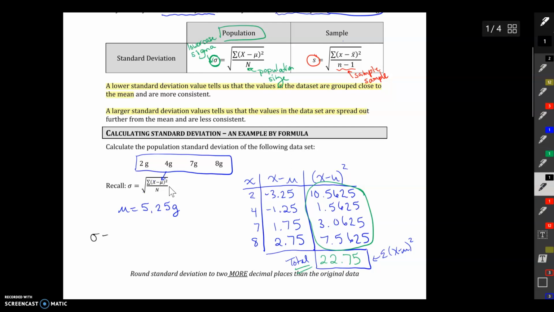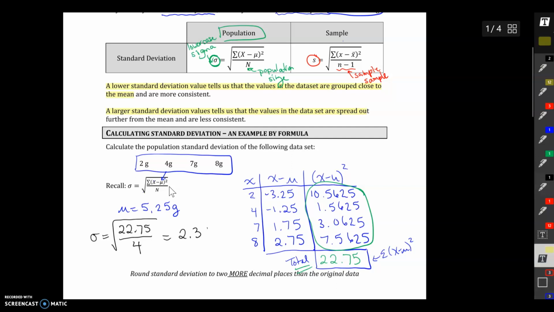Okay? So now that we have that sum, we can plug it into our formula. To get our standard deviation, we're going to take the square root of the sum value divided by our population size value. So I take 22.75, divide by 4, square root, and I get a value that's 2.3 and change.